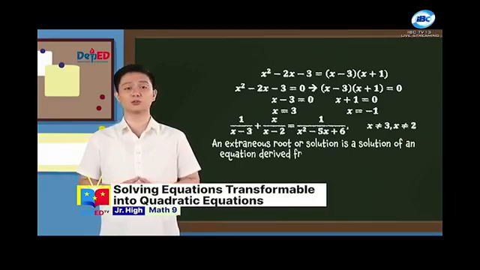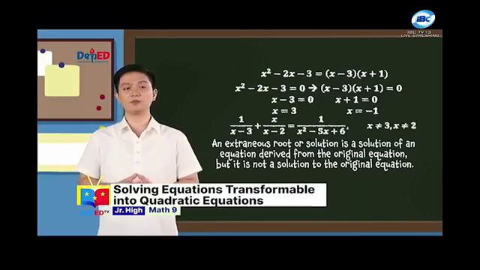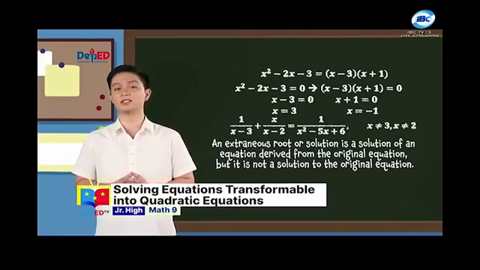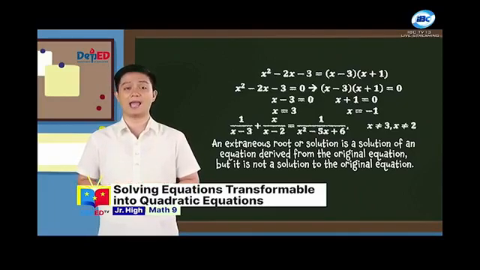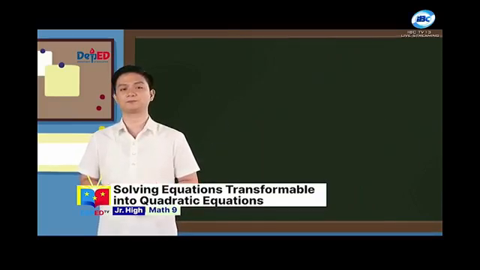An extraneous root or solution is a solution of an equation derived from the original equation, but it is not a solution to the original equation. Hence, only negative 1 satisfies the given rational algebraic equation.